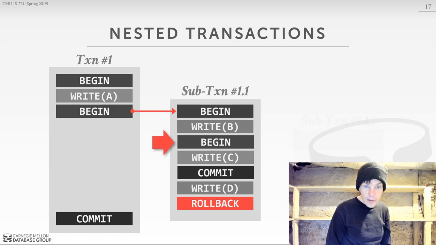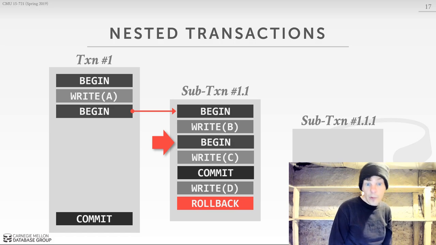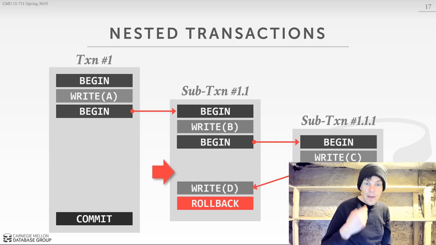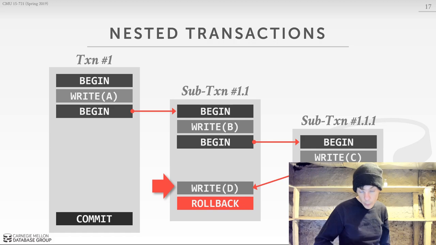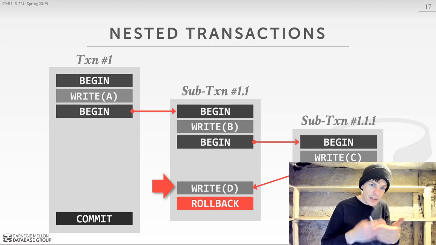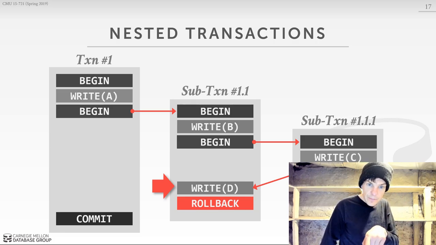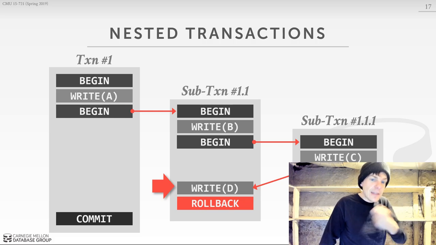I see another begin. That fires off another sub-transaction, 1.1.1. And again, all my operations that were within the begin and commit clause get executed over here. Now I do a write on C. I go ahead and commit. And all the changes from 1.1.1 are saved, but now they're put into the context of 1.1. In sub-transaction 1.1, I can see the change I made to object C, but technically the sub-transaction has not committed yet because I need to see whether 1.1 commits.